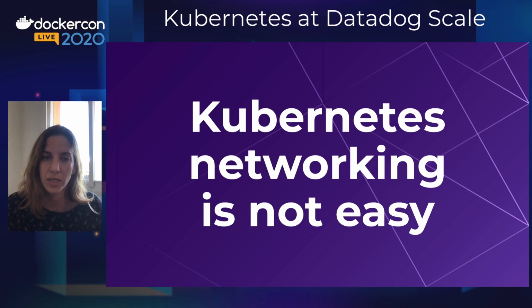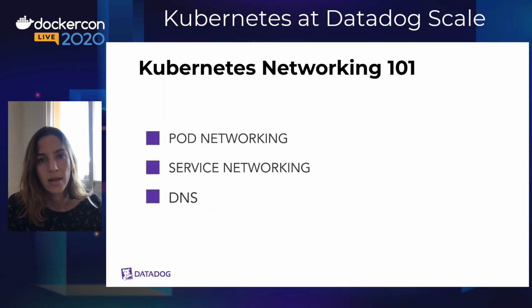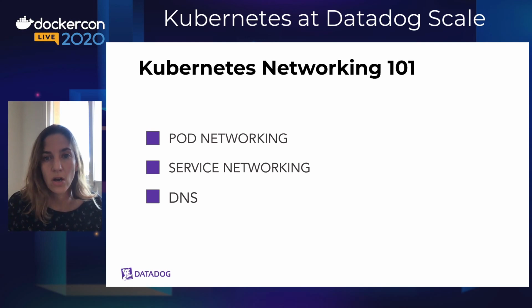I'm going to be talking a little bit about Kubernetes networking. I'm going to introduce 3 concepts of Kubernetes networking, very, very high level, but it will give you an idea what those are. So I'm going to be talking about pod networking, service networking, and DNS. And then I'm going to explain how people usually run those when they're running at a smaller scale, and what people do, or Datadog does, when they had to move to a bigger scale.